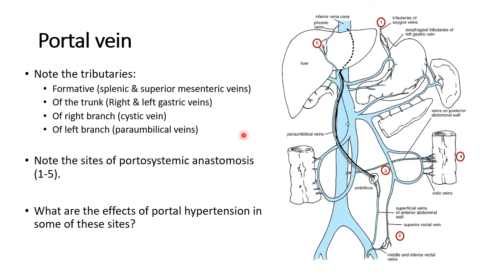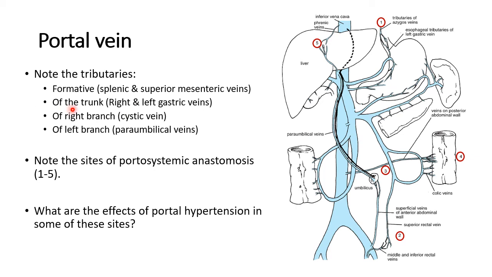And this slide covers the different tributaries. Now we have different types of tributaries. Formative tributaries. Tributaries means those small veins that will drain into the bigger vein, which is the portal vein. Formative tributaries are the tributaries that form the portal vein, and that includes the splenic and superior mesenteric.